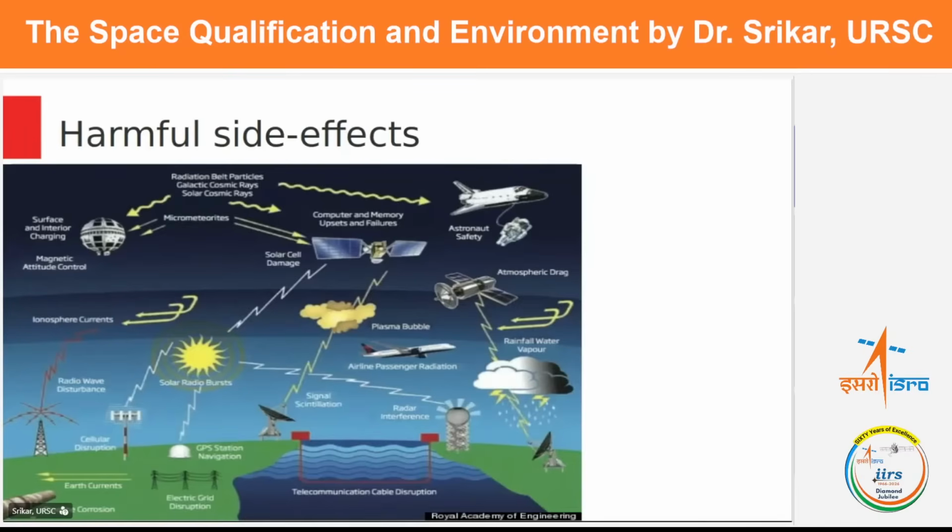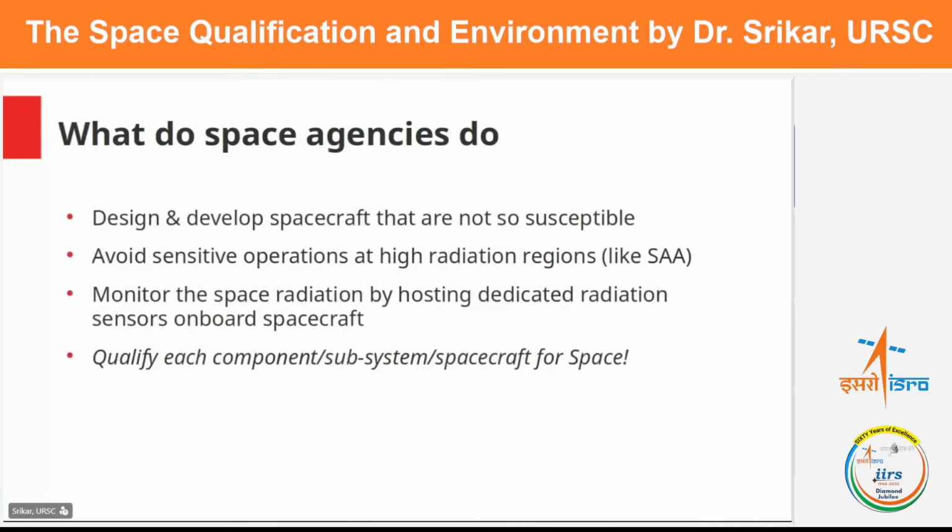We do have systems in place, or at least most space agencies concentrate on monitoring, understanding, assessing, and trying to predict the effects of what is happening in the space environment, so that we can try and protect our space assets. So what do space agencies do? This comes to the second part of the lecture, where we try to tackle the problems that happen in the space environment. It's a very harsh environment, I would say.